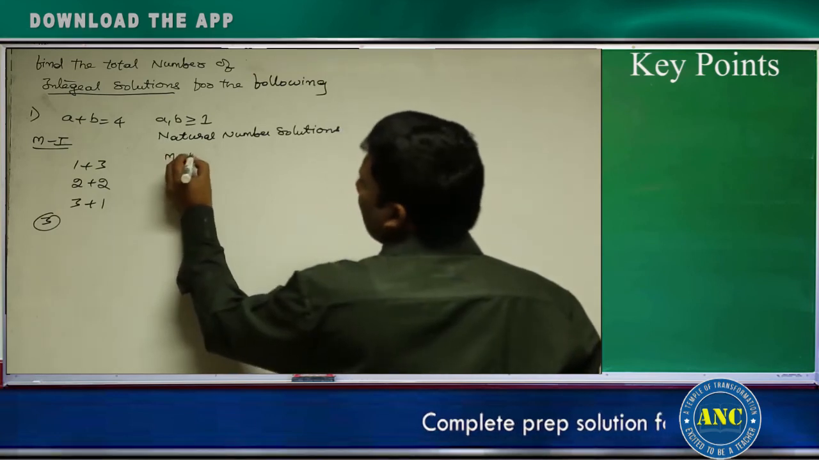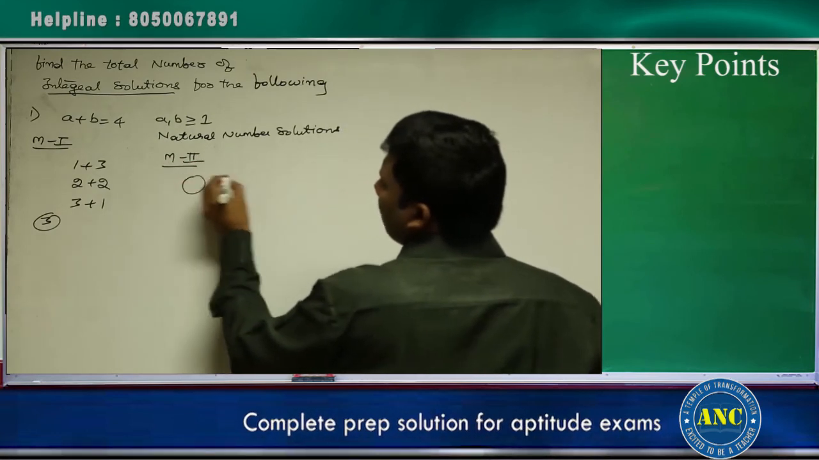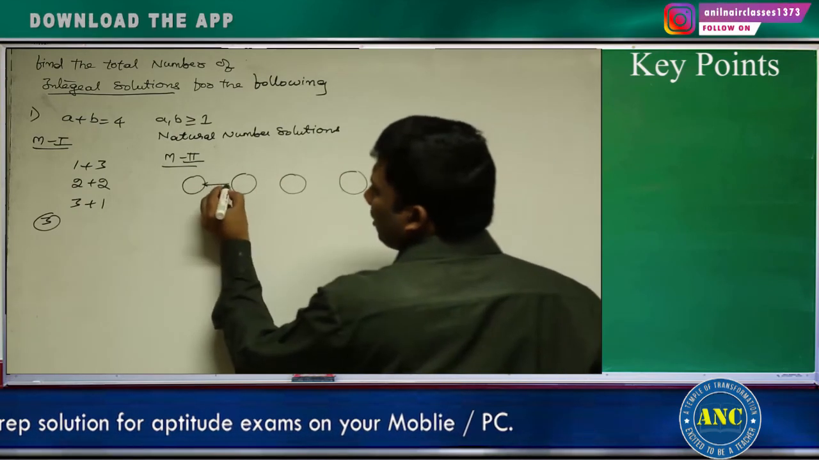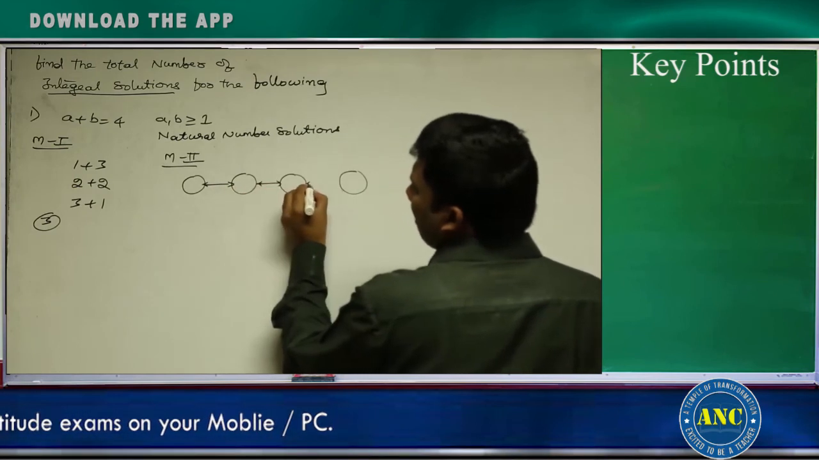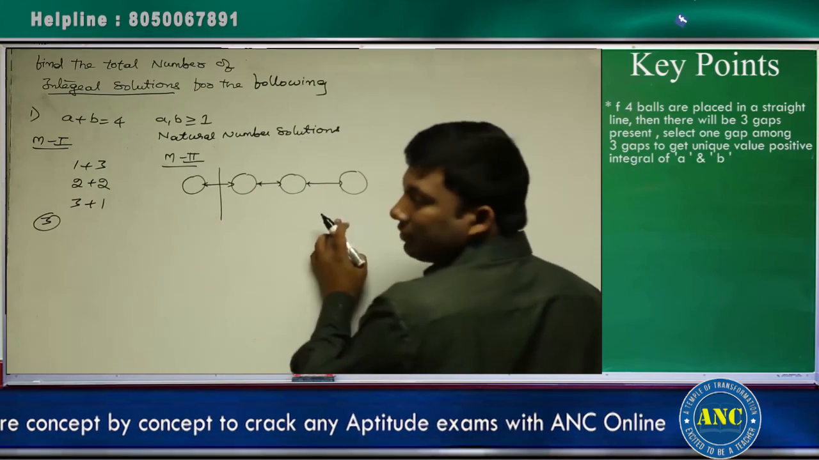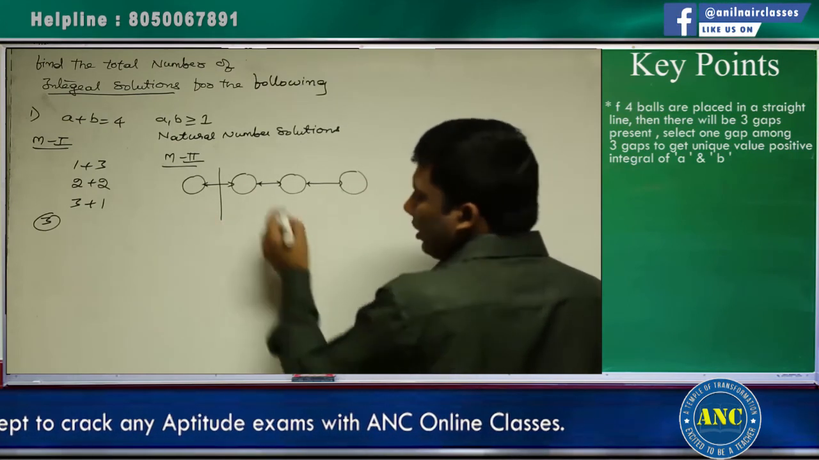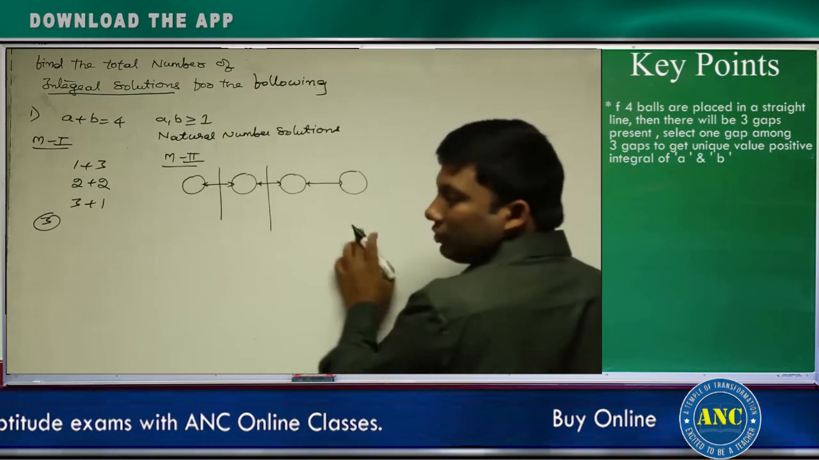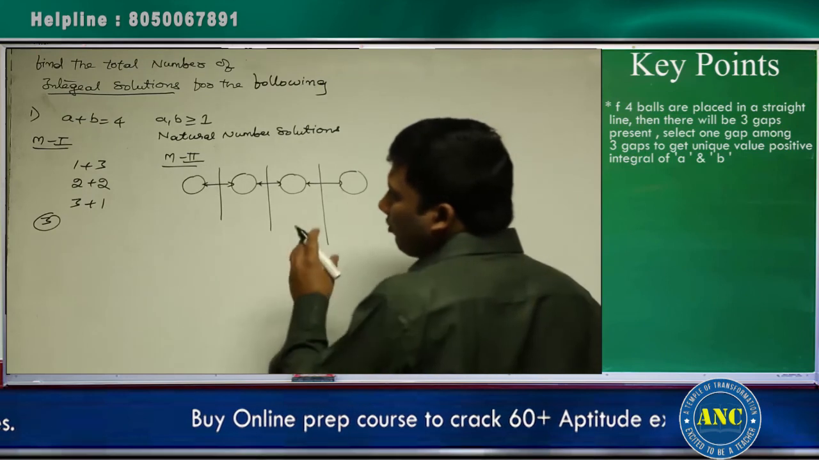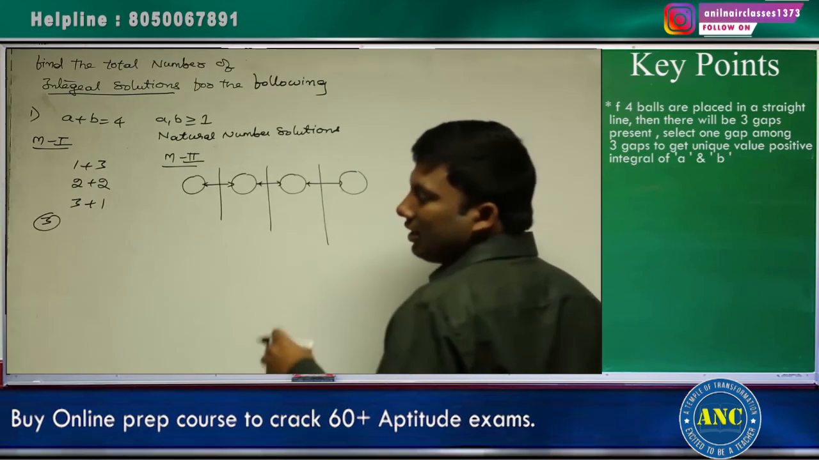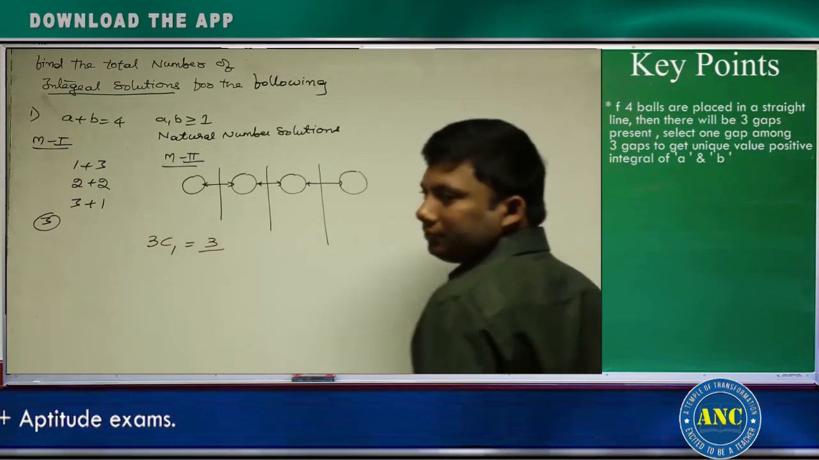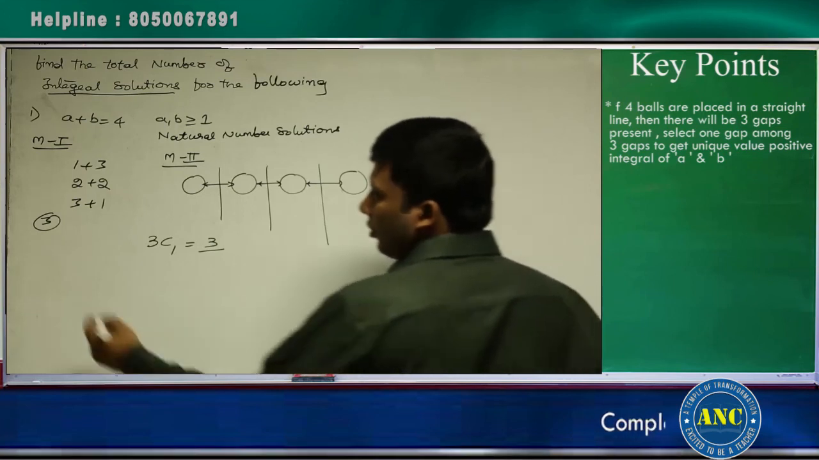Method 2. Listen carefully here. A plus b is 4. Assume that there are 4 balls. How many gaps are there? There are 3 gaps. If I select this gap, this will become 1 ball plus 3 balls, 4. If I select this gap, 2 plus 2. If I select this gap, 3 plus 1. That means if I place 4 balls in a line, there are 3 spaces. Selecting any one space, I am getting one solution. 3C1 is 3.